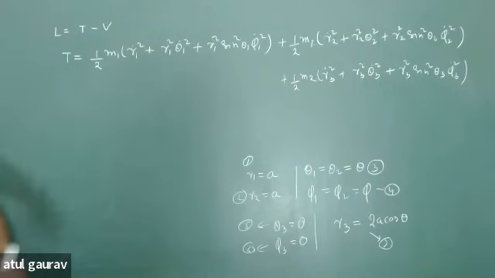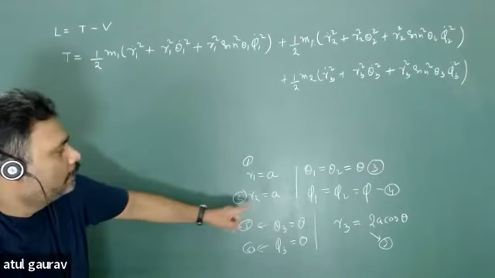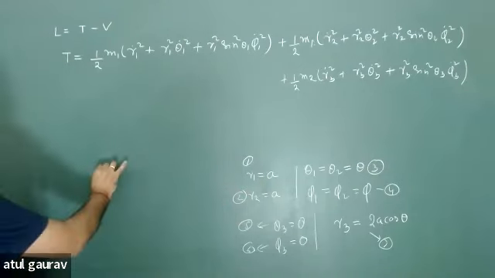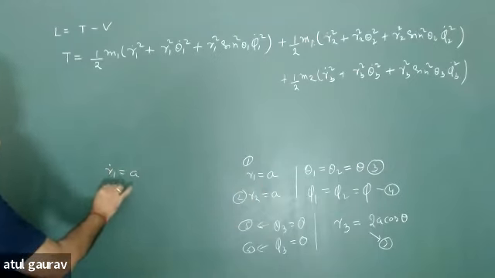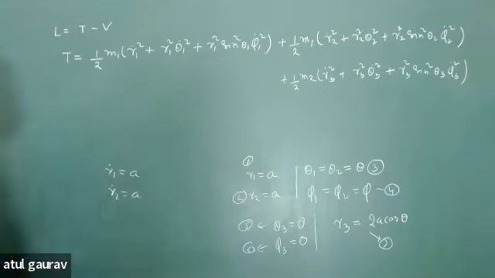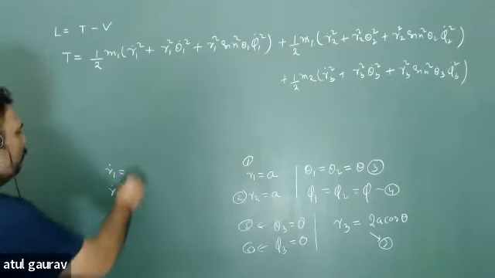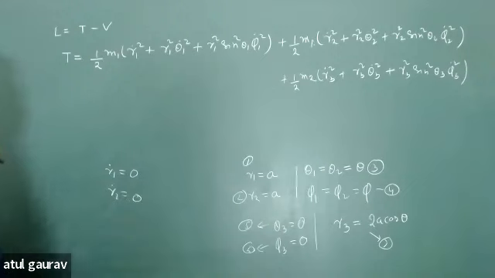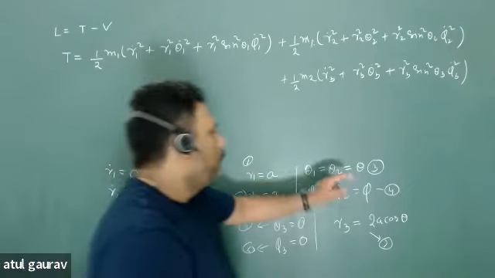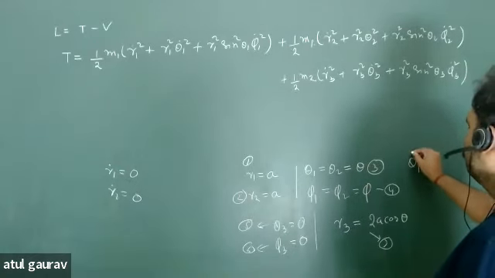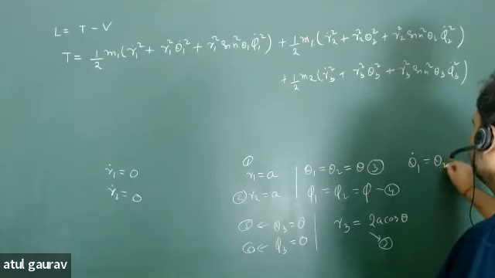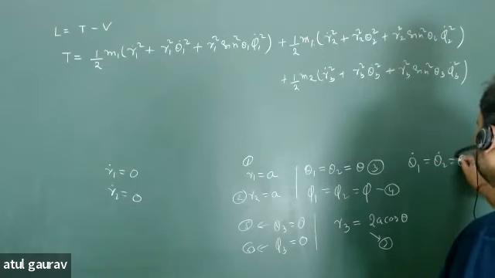We have to go for writing the equations of constraint. R1 is equal to A, R2 is equal to A, so R1 dot is equal to 0 and R2 dot is equal to 0. Sorry. Now θ1 dot is equal to θ2 dot is equal to theta dot. Right? θ1 dot is equal to θ2 dot is equal to theta dot.